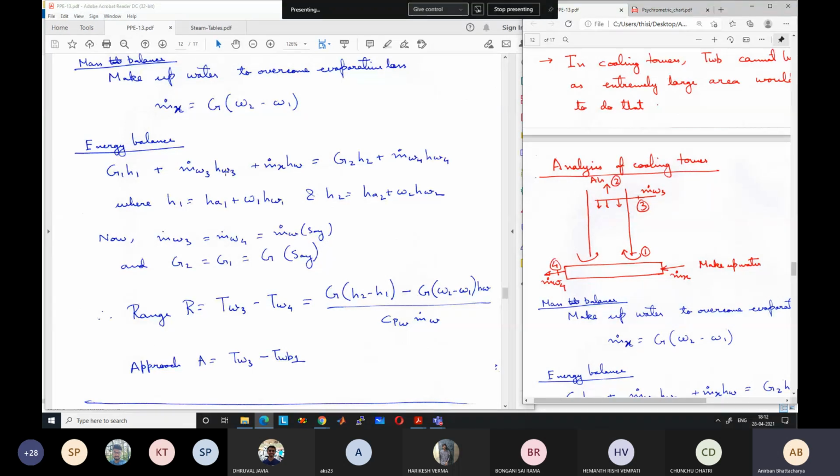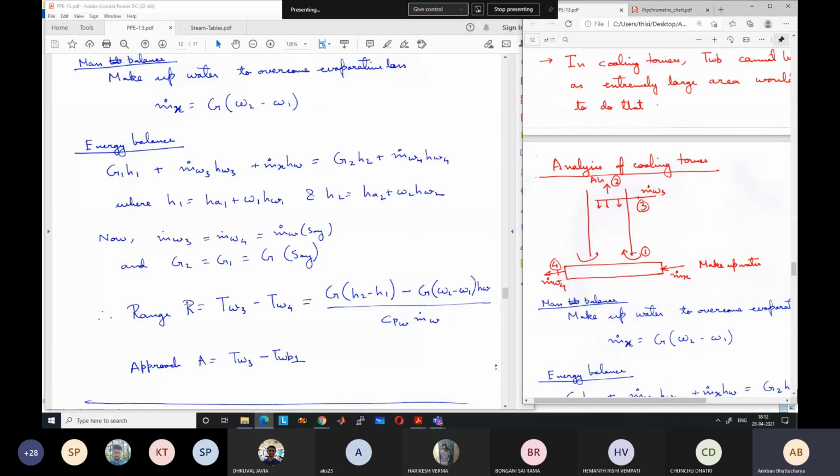Now HW3 minus HW4 I can write as Cp of water into TW3 minus TW4, where TW3 and TW4 are the inlet and outlet temperature of water. Okay. So if I write like this, we can take CPW and m dot W to the other side, and we can write TW3 minus TW4 as G H2 minus H1 minus G omega 2 minus omega 1 HW, divided by CPW m dot W. Okay. So this is TW3 minus TW4, which we are calling as range. We had already defined that as range.